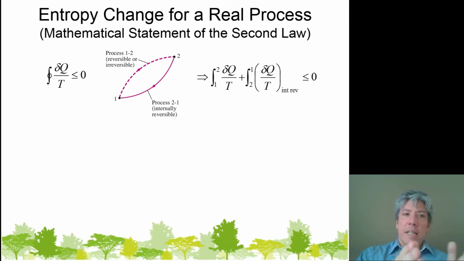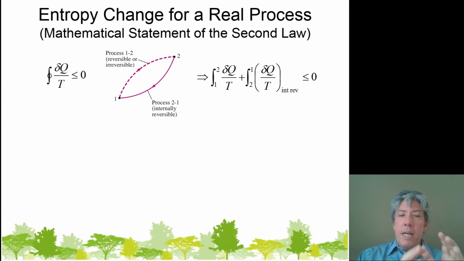Now, the cyclic integral, the Clausius inequality, says that if we start at state 1, go via the real process to state 2, and then back to state 1, add up dQ over T along the entirety of those two processes, we'll get a sum less than or equal to 0. That's what the Clausius inequality says, and this makes sense because one of these is a real process. So in fact, we would get something strictly less than 0.